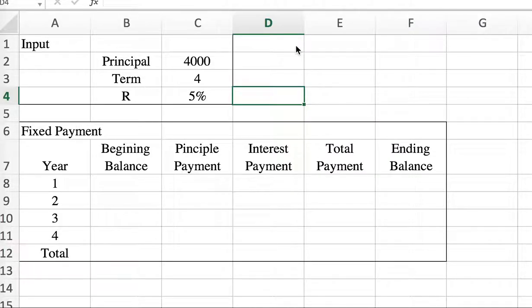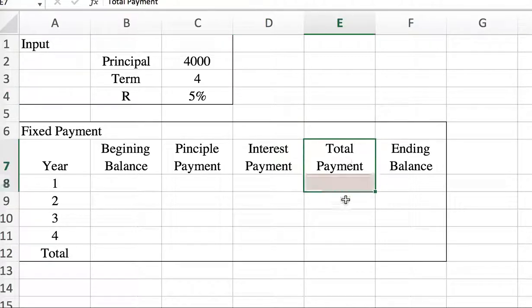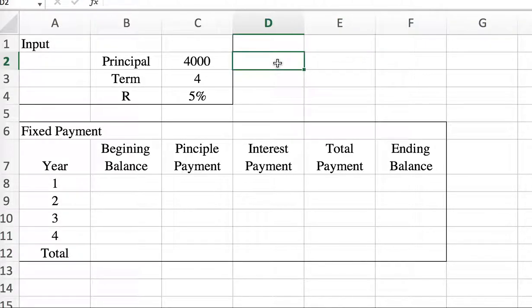Here we are again. In this video, I'm going to show you the low amortization with fixed payment. That means the total payment is going to be the same for every year. Now we're still using the same example as the principal of $4,000. Term is 4 years and interest rate is 5% per year.